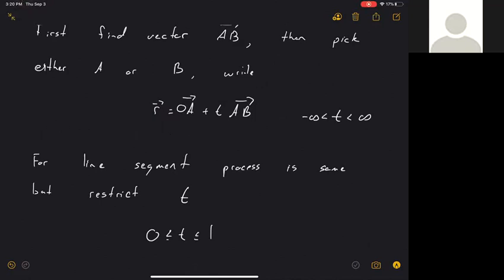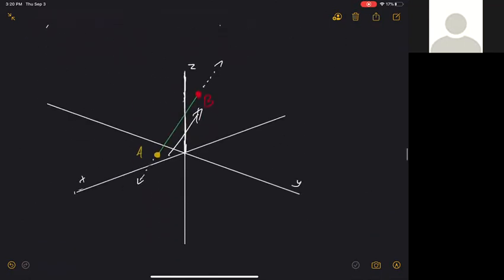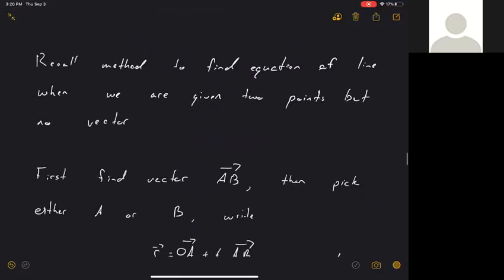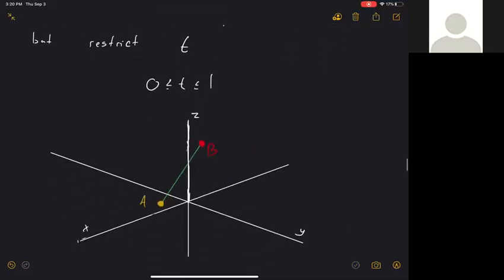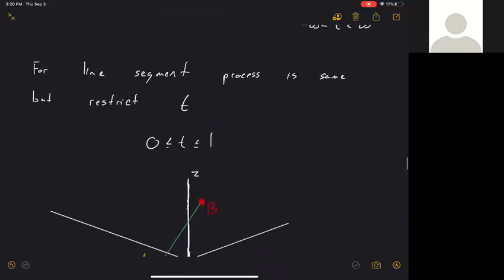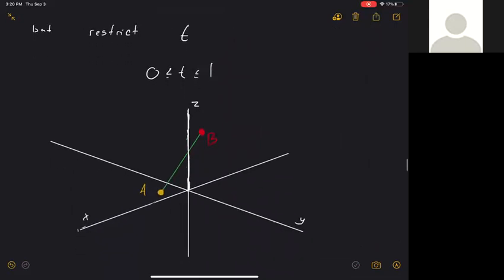The only difference is in your t values. Remember, for a line, your t's ranged between negative infinity and infinity, because the line goes on forever, so eventually we're going to need infinitely large t values and infinitely negative t values and so on. But if we're writing a line segment, we use this same exact equation.